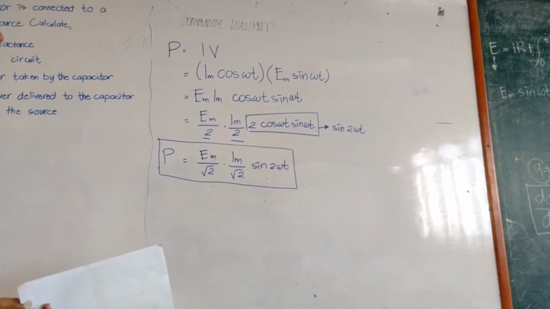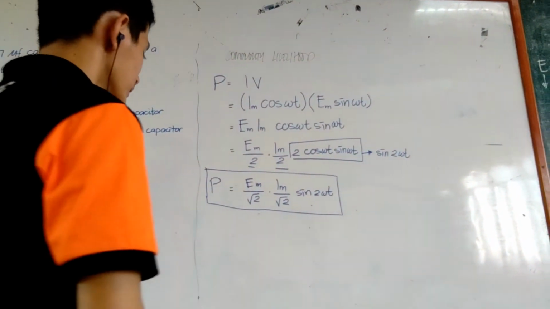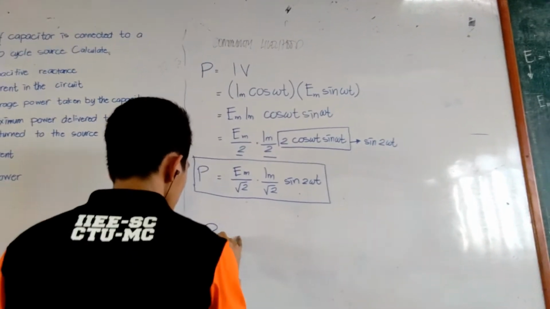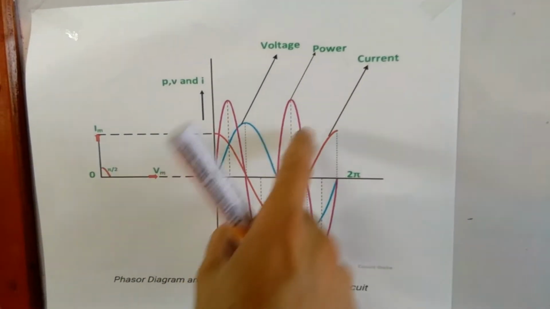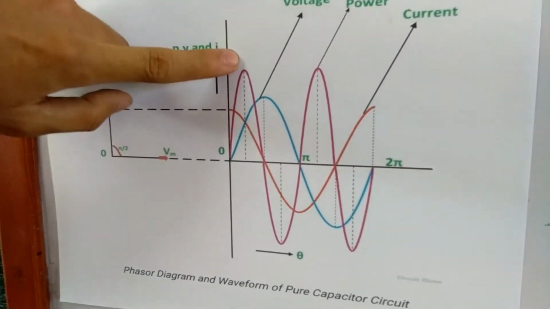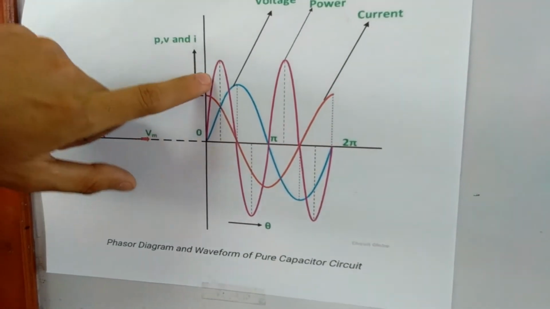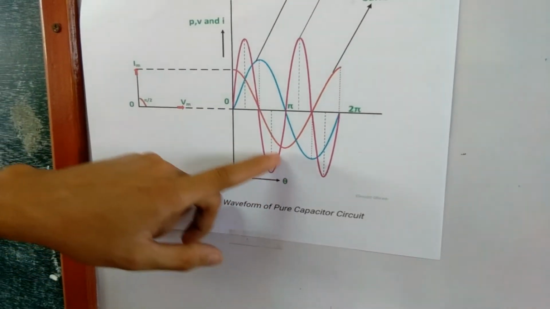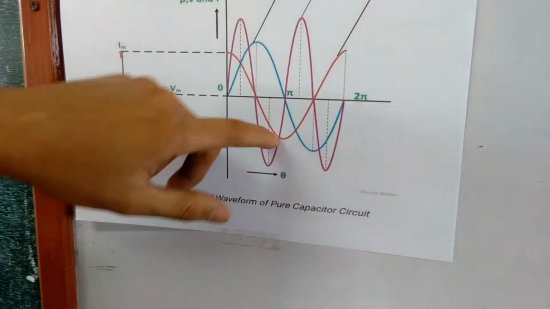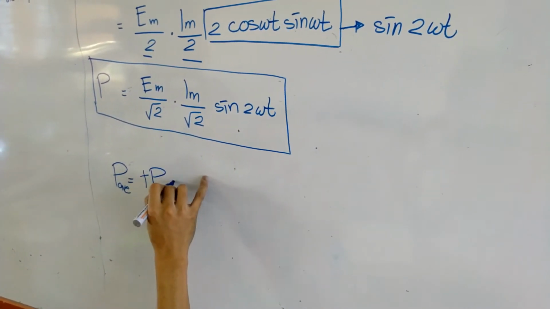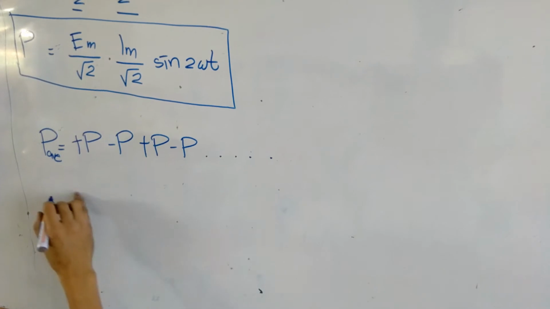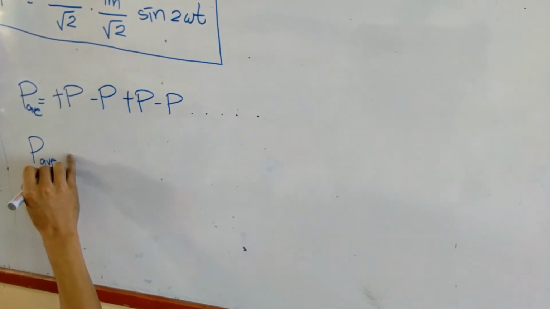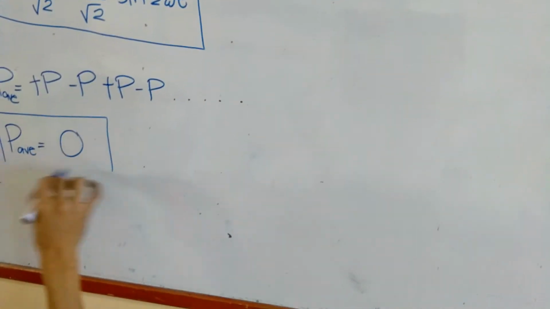Now, if we try to find the average power in a capacitive circuit, then P average is equal to, looking back to the diagram, notice the power in the pink color. It started in the upper hand, so it will yield a value of positive P. Then it goes down, so the value of power will be a negative P. And then it rises again and goes down. So therefore, average power will have a positive P minus P plus P minus P and so on. So the average power of a capacitive circuit is equal to 0, the same as for the inductive circuit.